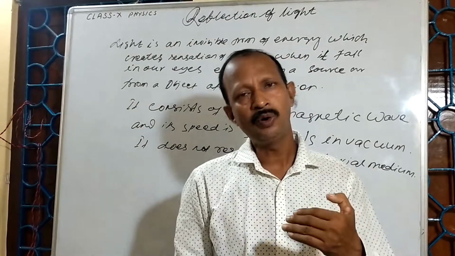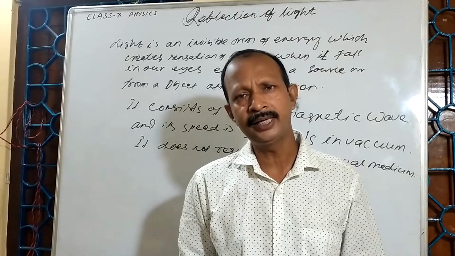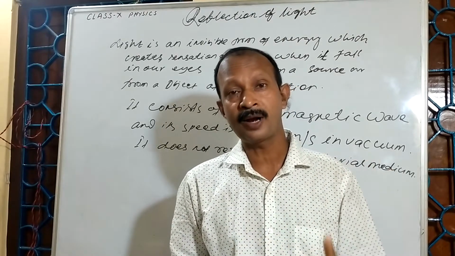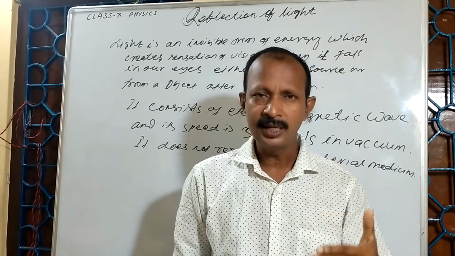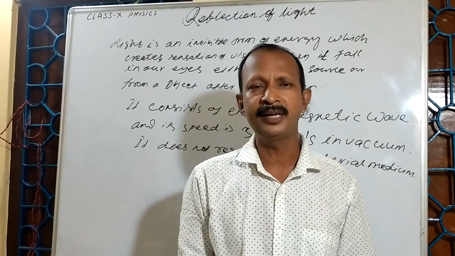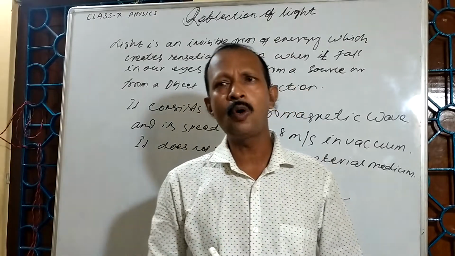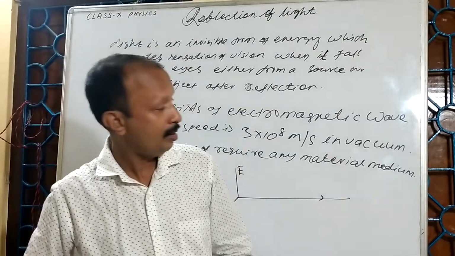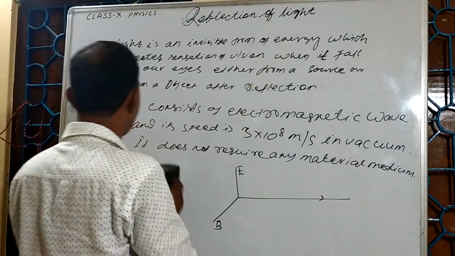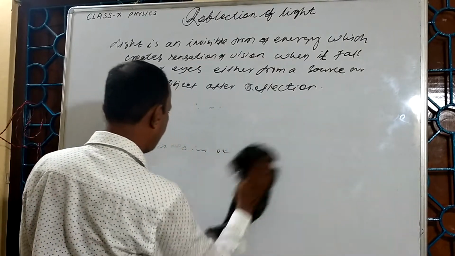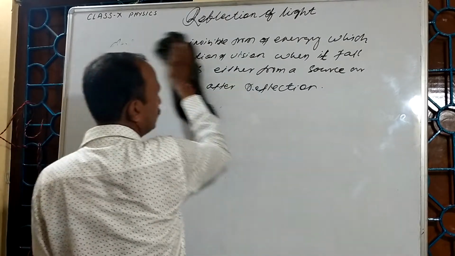That's why we are able to get the light from the sun, which is far away from us. The light is coming through the empty space. Nothing is there in space, but it is coming due to the electromagnetic nature of the light. So in this topic on light, a very important thing is the nature of light.